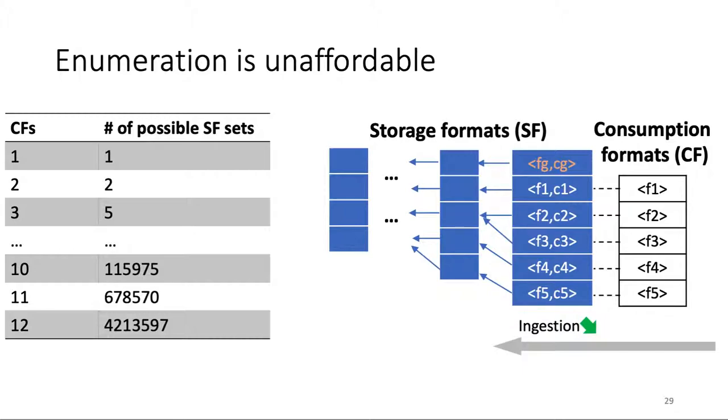However, the enumeration is unaffordable. For example, if we have two consumption formats, there are two ways to deal with this. The first is to coalesce, the second is not to coalesce. However, when the number of consumption formats grows to 12, we have more than 4 million possible storage format sets, which is unaffordable.